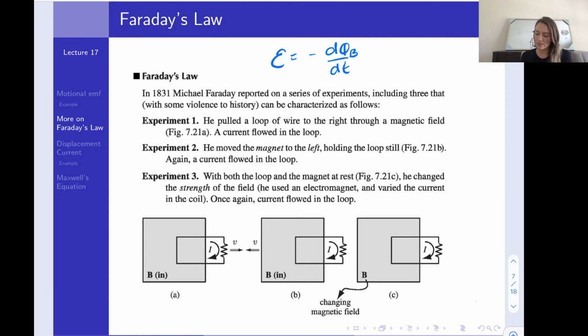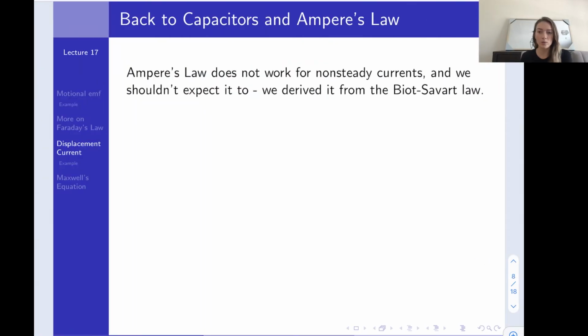So now let's look a little bit more closely at Ampere's law, and we're going to have to go back to capacitors for a minute. So Ampere's law doesn't hold for non-steady currents. So if we have a current that depends on time, so it's not steady in time, Ampere's law doesn't work.